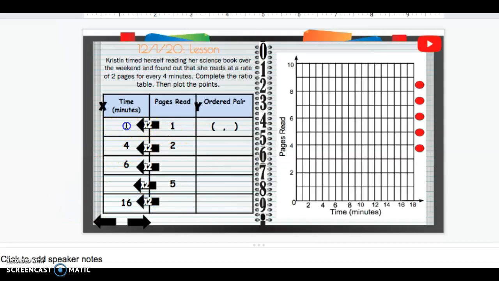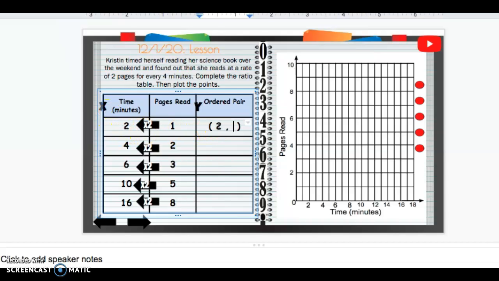So 1 times 2 is 2. 2 times 2 is 4. Well, what times 2 gives you 6? 3. 5 times 2, 10. What times 2 gives you 16? 8. Well, we know that our time is our x, so that's our first number.